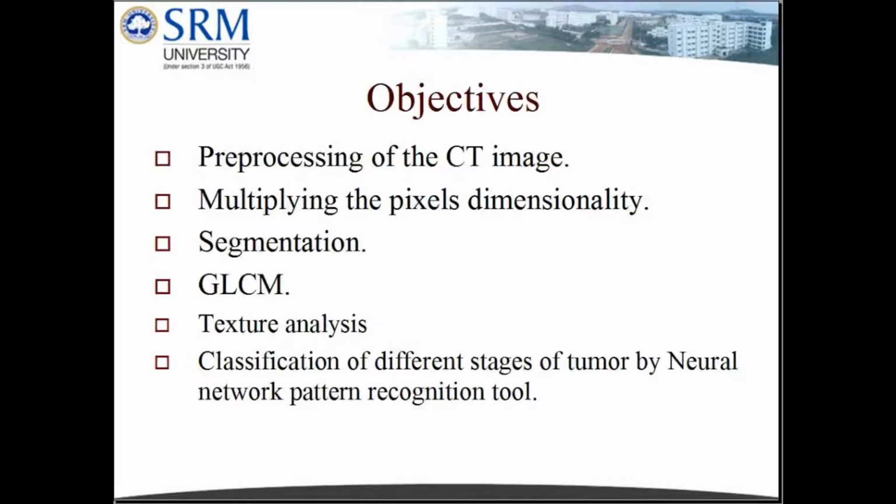The objectives of my proposed method are pre-processing of the CT image, multiplying the pixels dimensionality, after that segmentation, and GLCM used for feature extraction. Under GLCM I am doing texture analysis. After texture analysis I am classifying the different stages of tumor by the neural network pattern recognition tool.